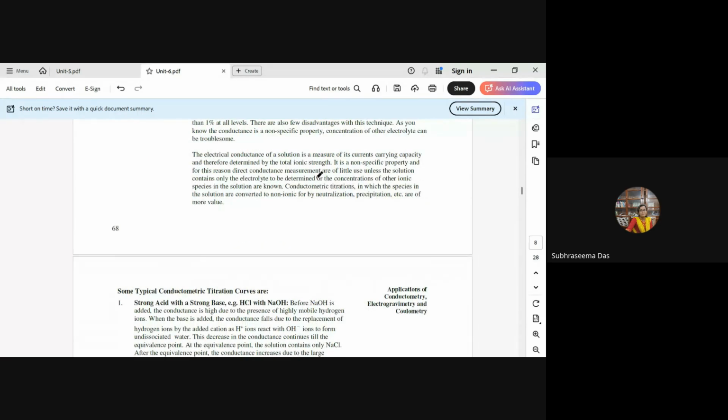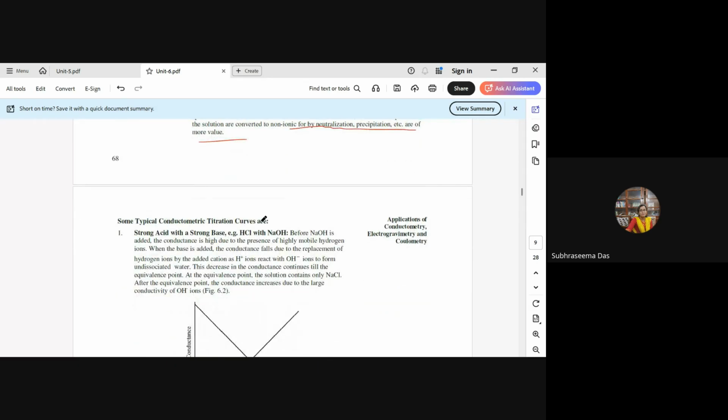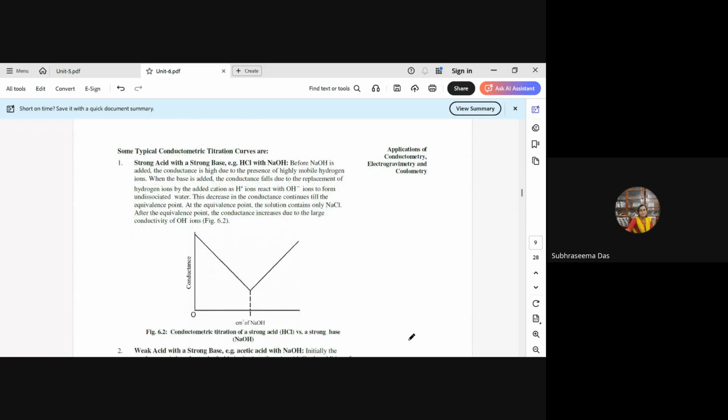The electrical conductance of a solution is a measure of its current carrying capacity, and therefore it is determined by the total ionic strength. It is a non-specific property, and for this reason direct conductance methods are of little use unless the solution contains only one electrolyte. Conductometric titrations, in which the species in solution are converted to non-ionic form by neutralization or precipitation, have more value. Some typical conductometric titrations have been discussed here.